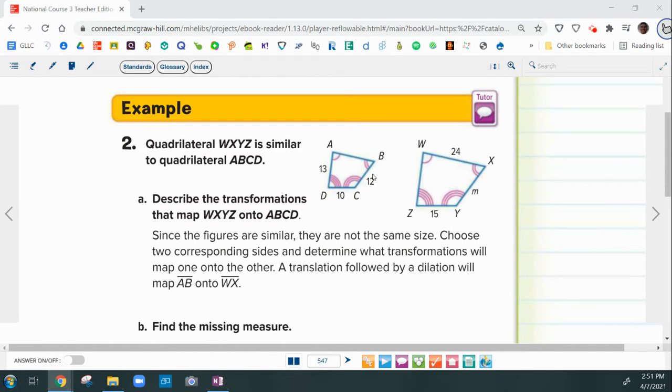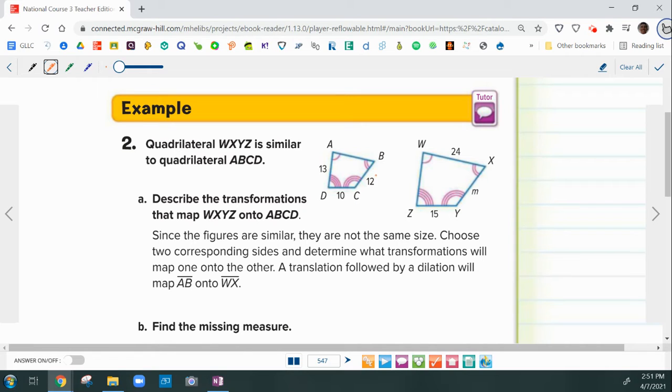So if you look at this shape here, you see a missing measurement right here. It says M, it doesn't give you a number. Can we find that missing measure? One way to do it is to find the multiplier. So we call that multiplier the scale factor.